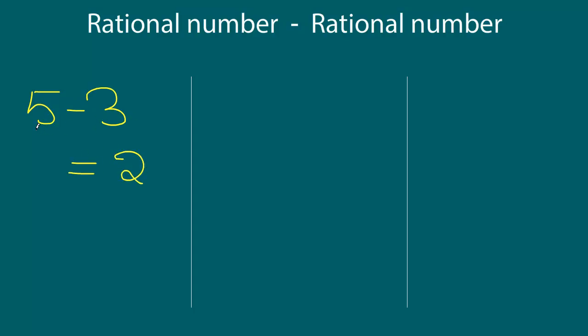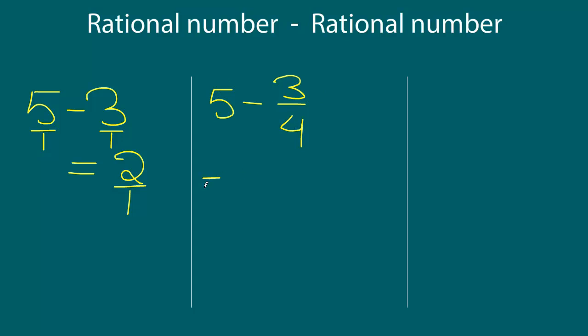Now we know that all integers are rational numbers because we can express them in this form. So we see that one rational number minus another rational number equals a rational number. This time, let's write some more numbers. Let's say, how about 5 minus 3 over 4. So we have an integer form and another one in a fraction form.